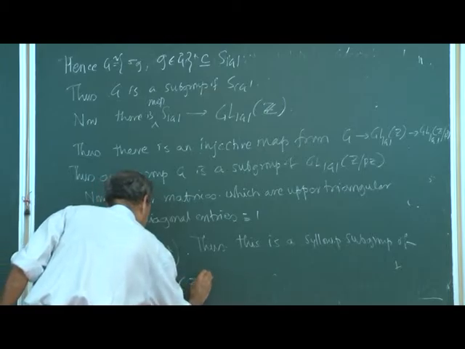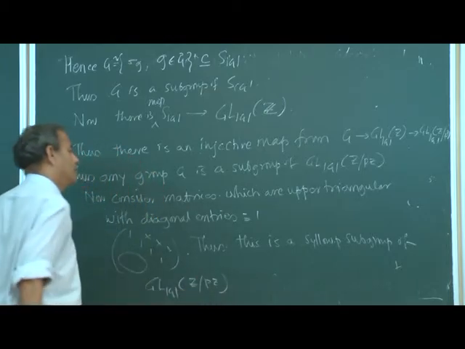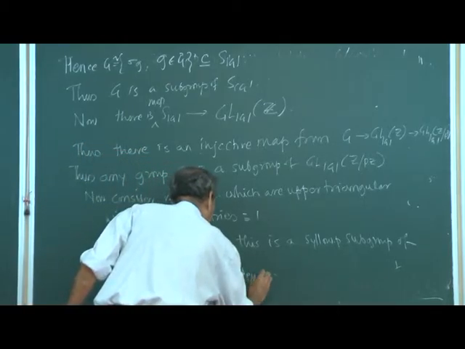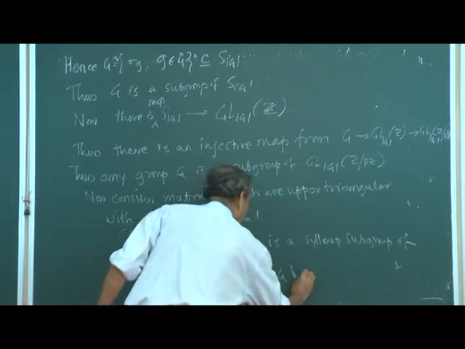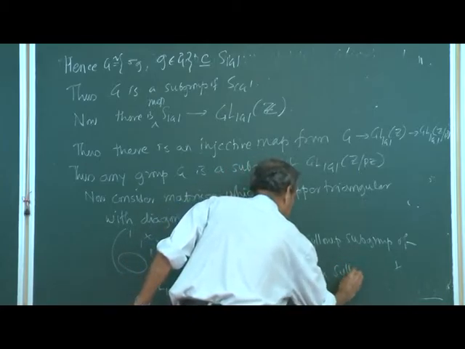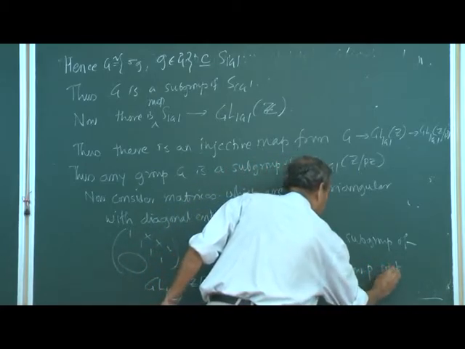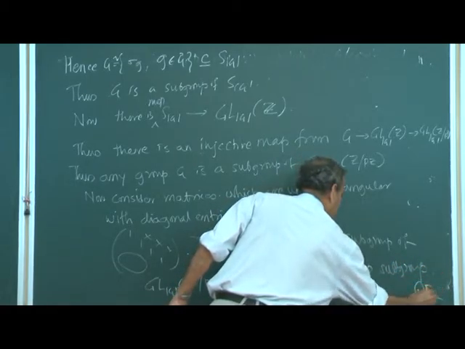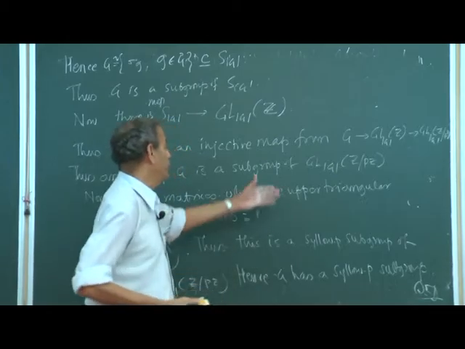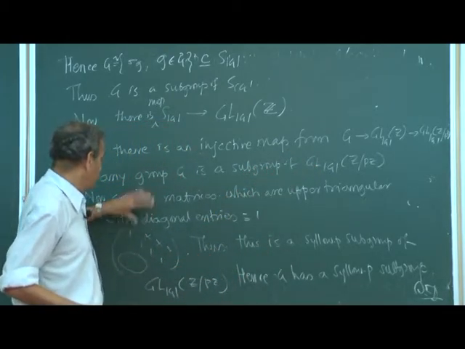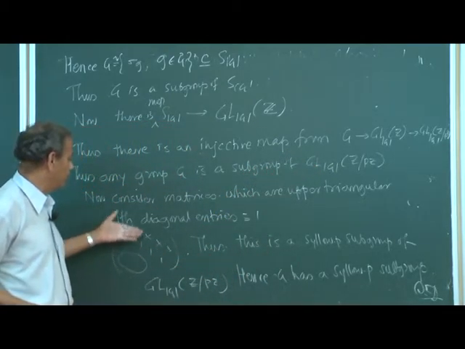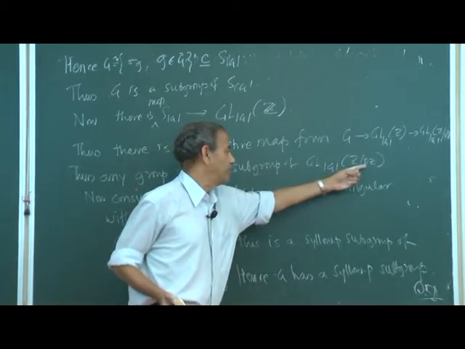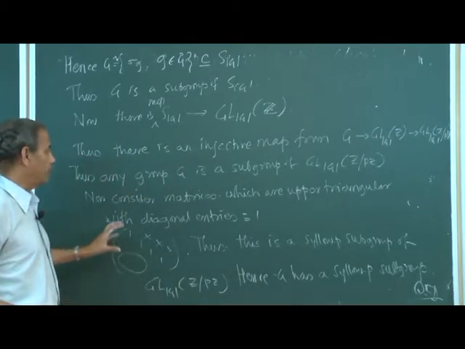Sylow P subgroup of GL mod G, Z mod PZ. Hence, G has a Sylow subgroup, Sylow P subgroup. QED. So, this is the group we wanted to find.